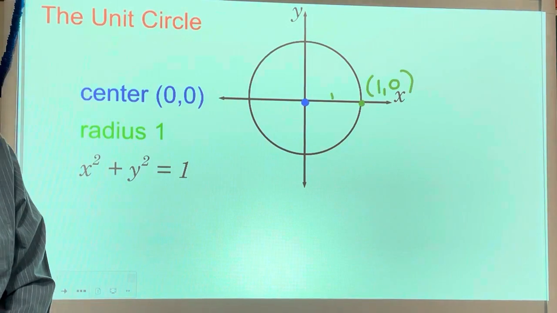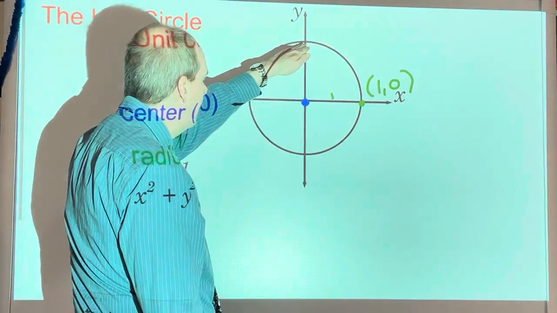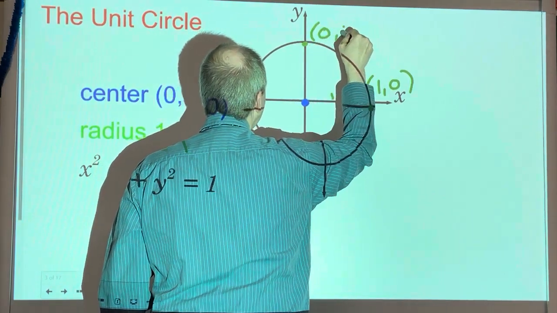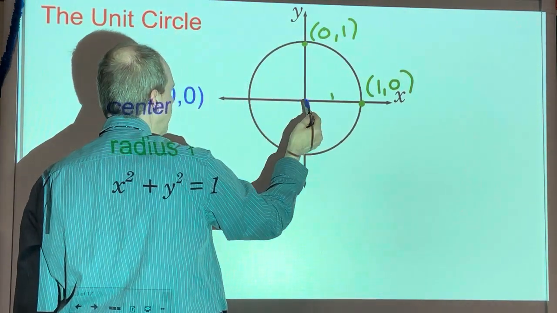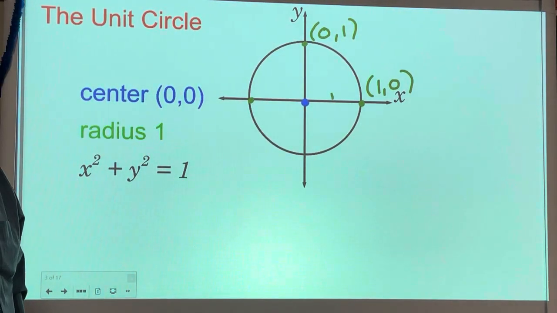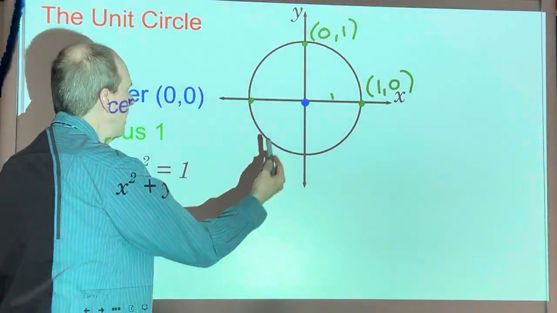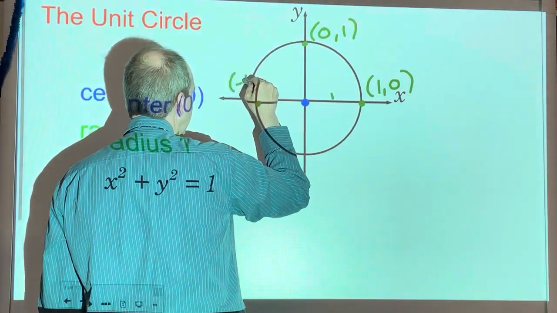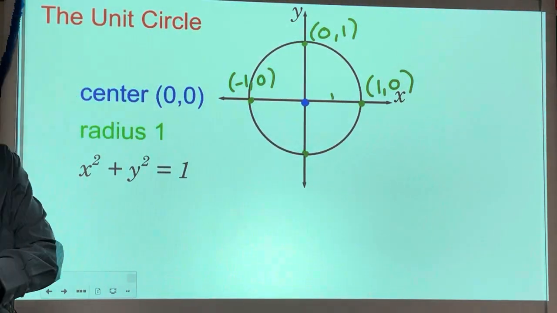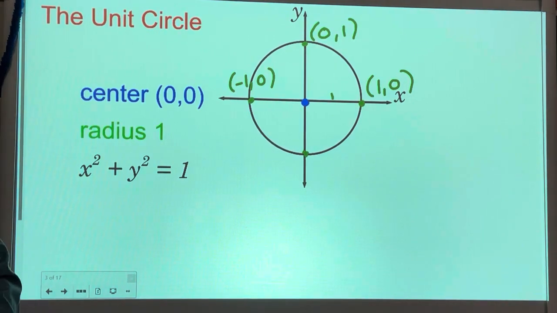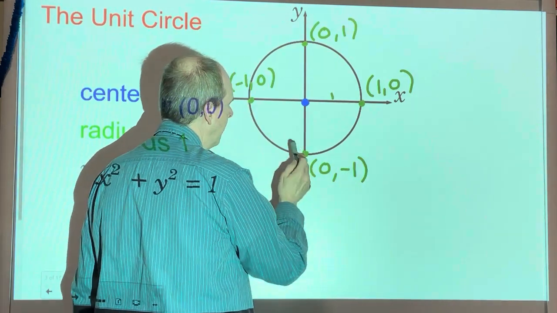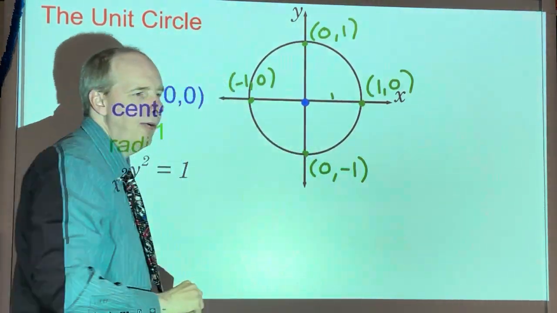Then we would have a point all the way up at the top. We would go up 1 unit. We're not going left or right any. So this point here would be 0, 1. From the center, go left 1 unit. What would be the coordinates of that point? You're going left, so now we're in negative territory. That would give us negative 1, 0. How about down here? What would be the coordinates of that point if we went down 1 unit? 0, negative 1. We didn't go left or right any, we just went down 1 unit.